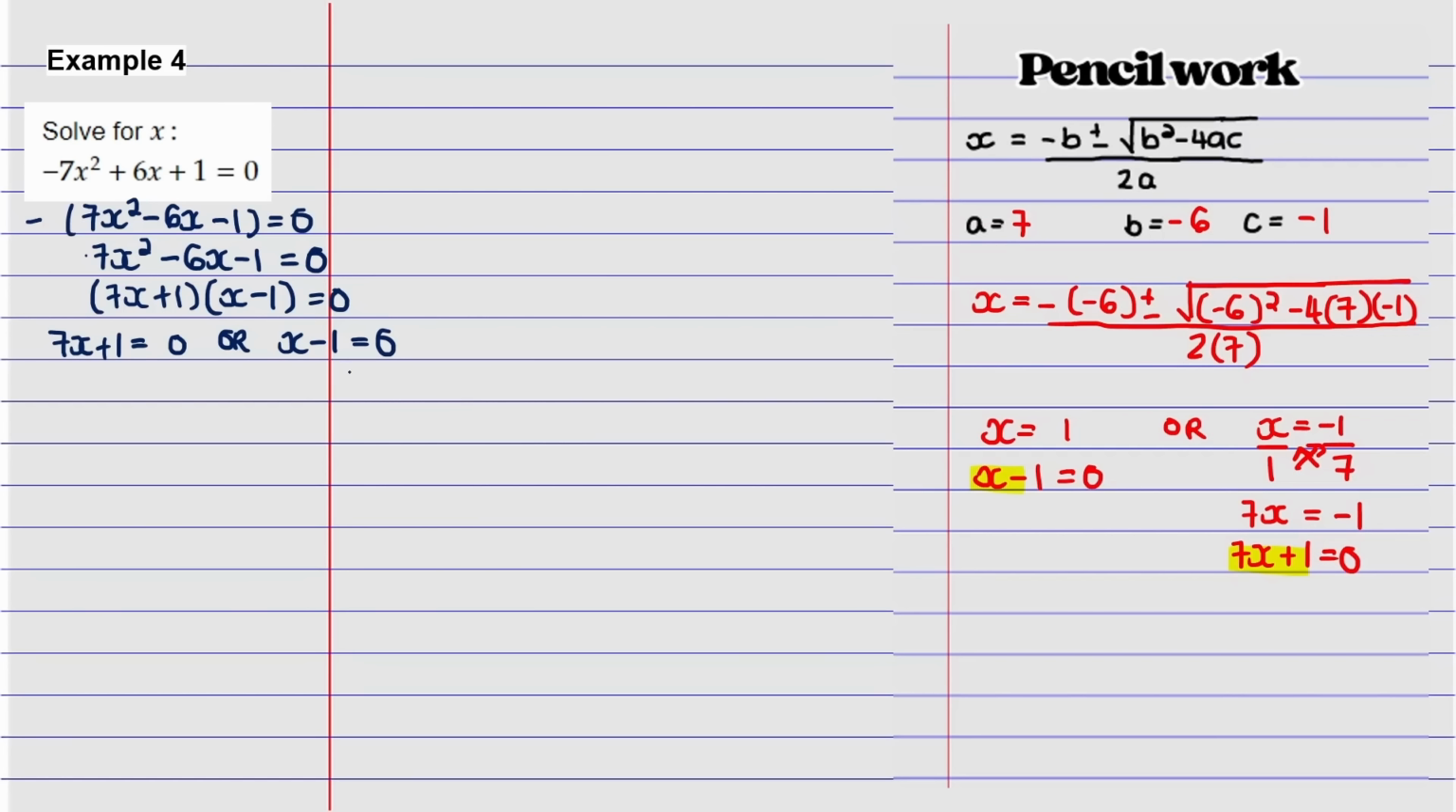Now here, take the negative 1 to the other side. So it's going to be x equals positive 1. And here it's going to be 7x, take the 1 to the other side, equals negative 1. Divide both sides by 7. So it's going to be x equals negative 1 over 7, which is exactly the same thing that we got here. So that's how you would factorize for number 4.